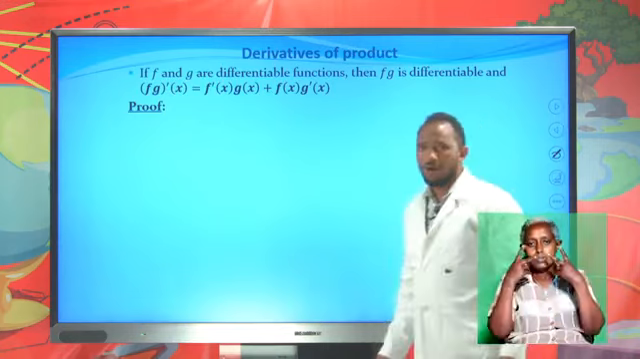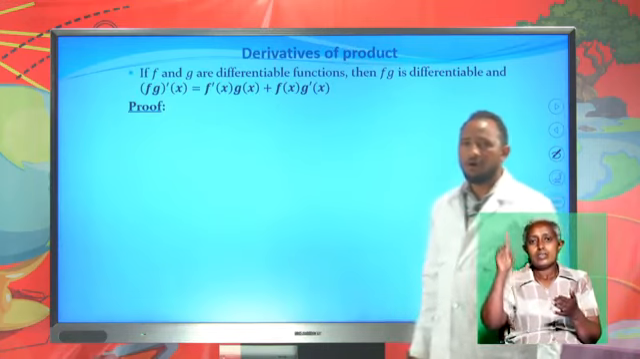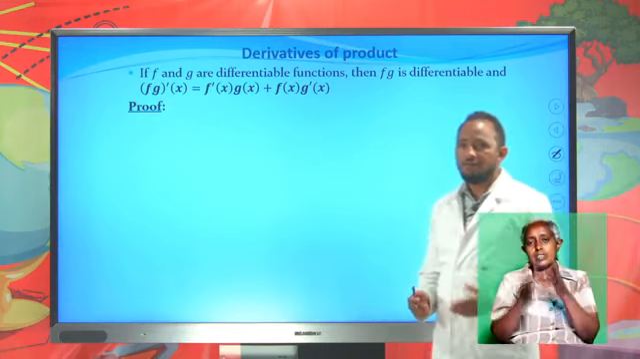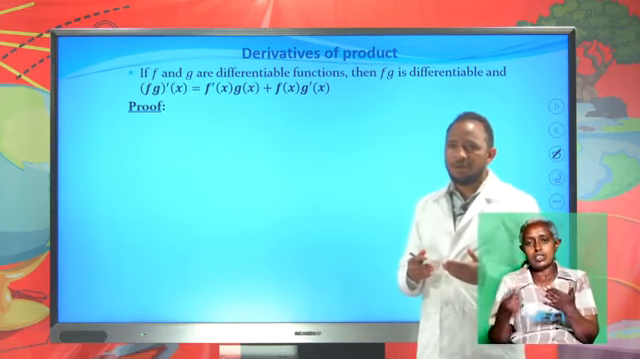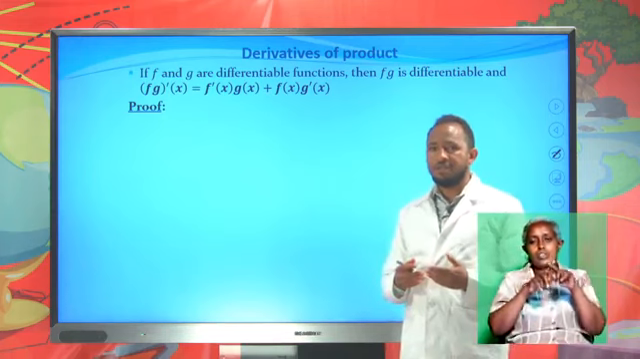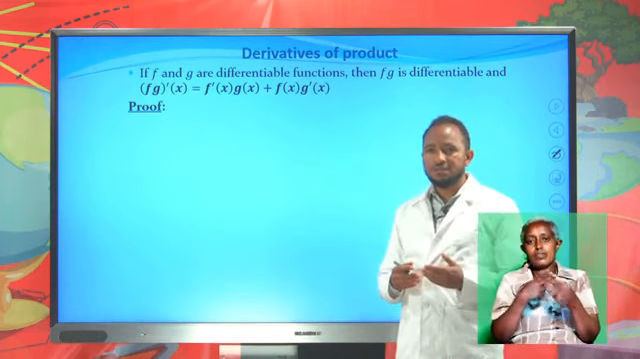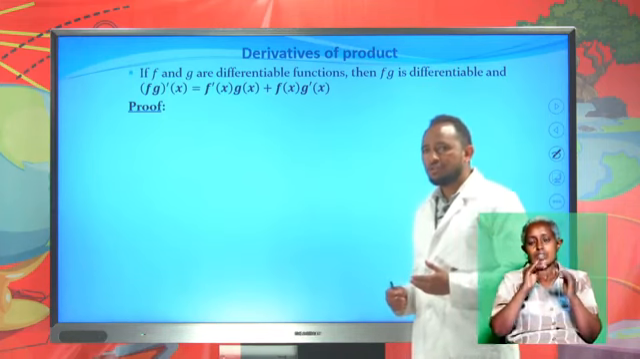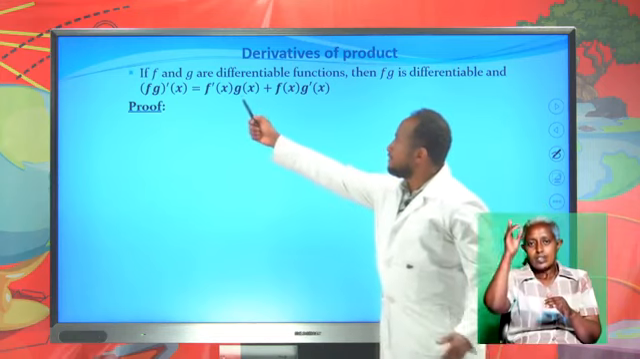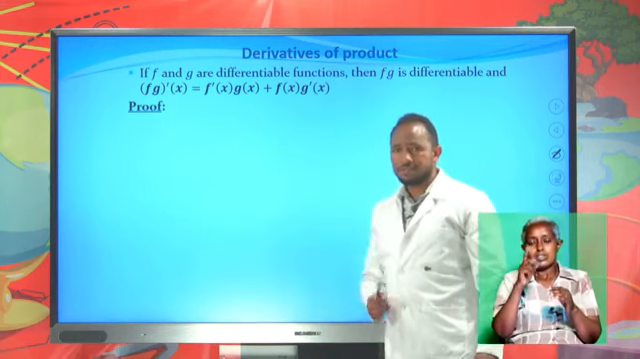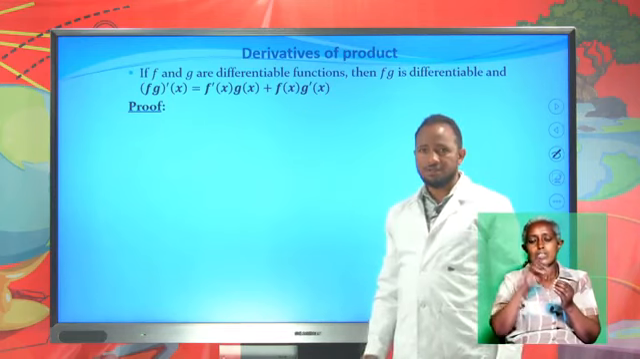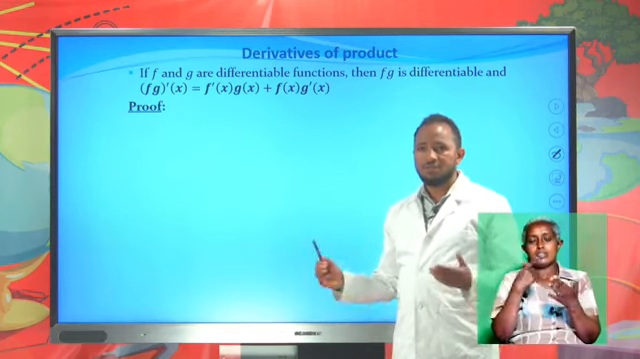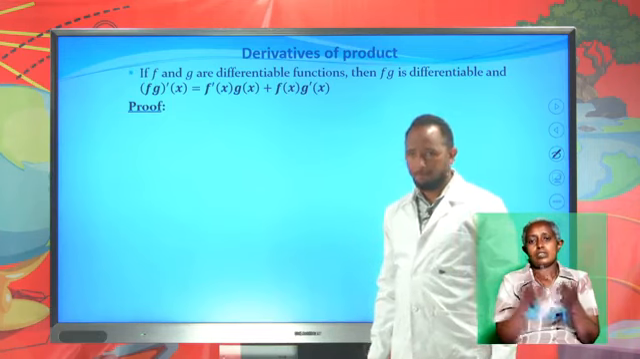Now let's see this one, the derivative of a product. If f and g are differentiable functions, then f times g is differentiable, and the derivative of f times g is equal to f derivative of x times g of x plus f of x times g derivative of x. So now let's see the proof of this theorem.